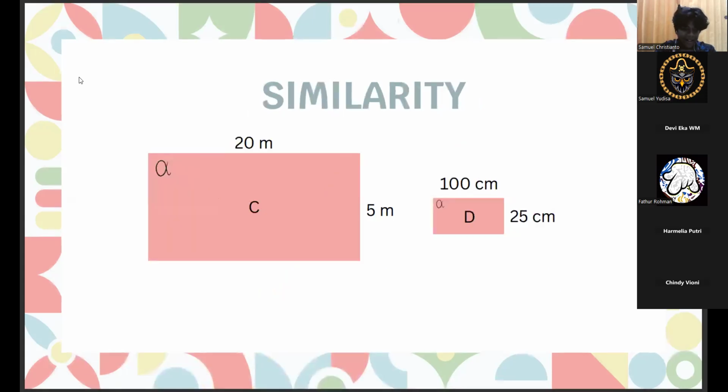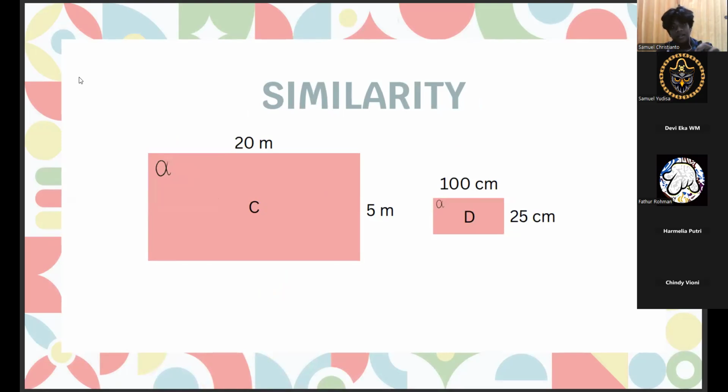Okay, now it's the similarity. Two figures are said to be similar if they have the same shape or equal angles like this, but do not have the same size.